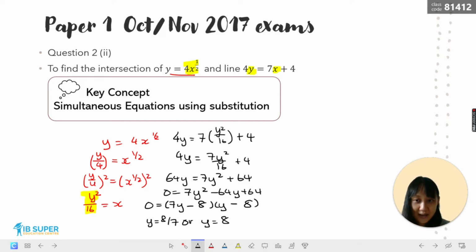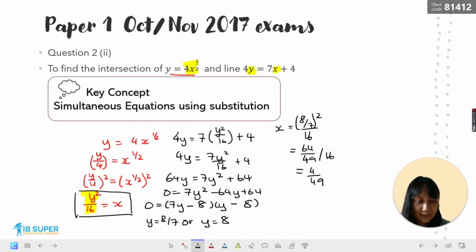Now I substitute back into the original expression, x equals to y squared over 16, to find my x because I need to find the coordinates of the intersection. So 8 over 7 squared over 16, 64 over 49 over 16, I get 4 over 49, or 8 squared over 16, which is 64 over 16. That gives me 4. There we go. We have the coordinates 4 over 49, comma, 8 over 7, or 4 and 8.